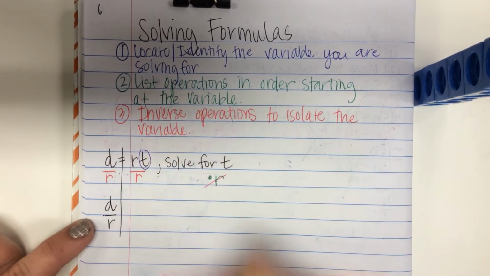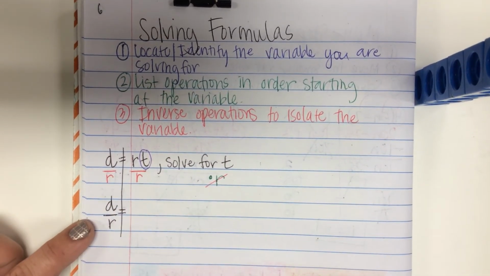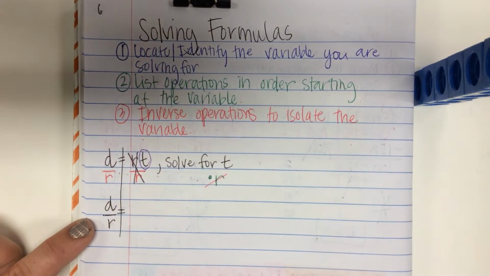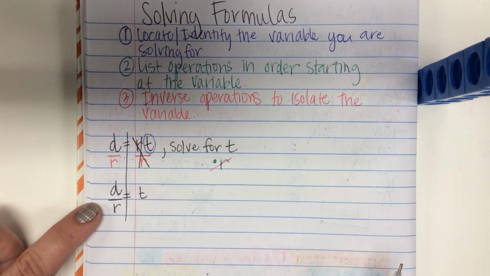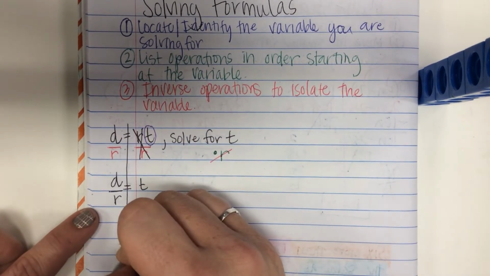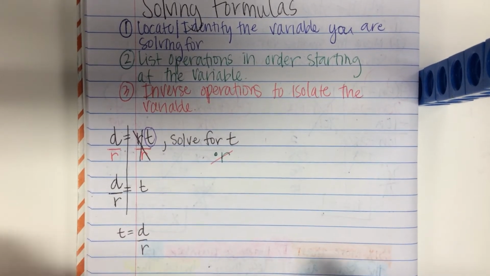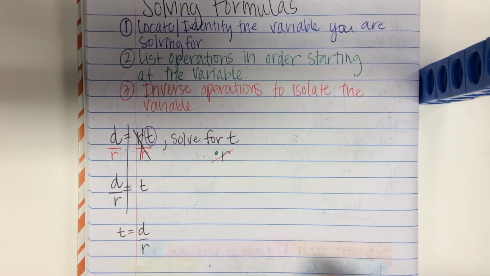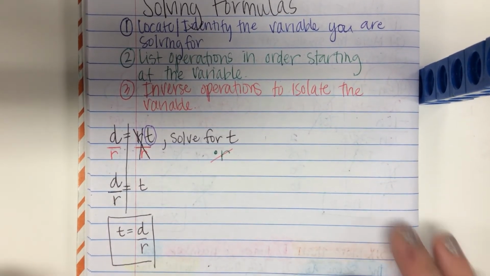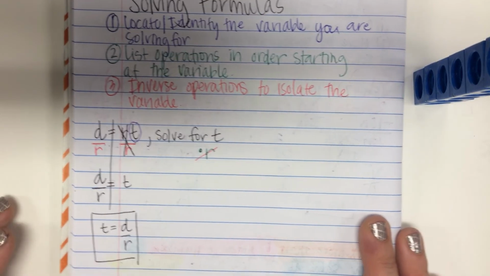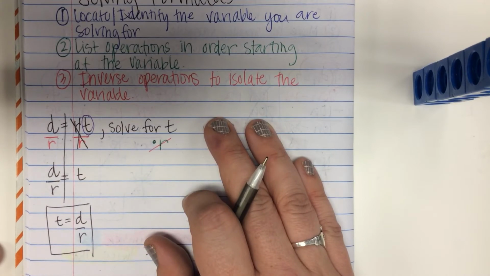D divided by r equals. The r's cancel out because they're opposites, and I'm left with t. Some of you are going to say, excuse me, it should be T equals D divided by R. That's fine. That's it. Your answer is a math problem. So that's one step, right? Let's try 2.